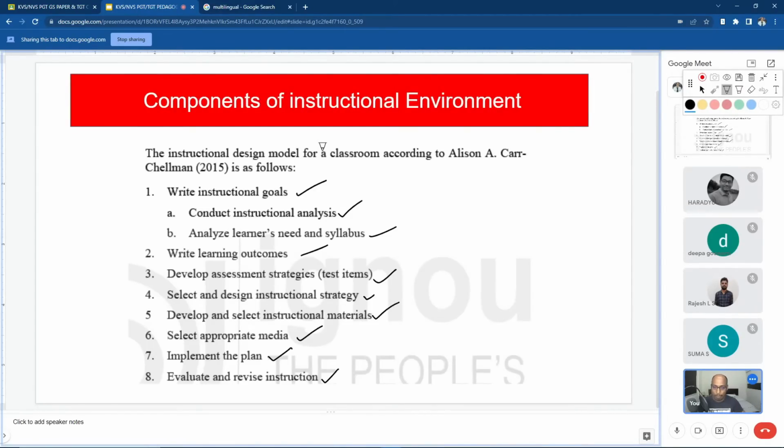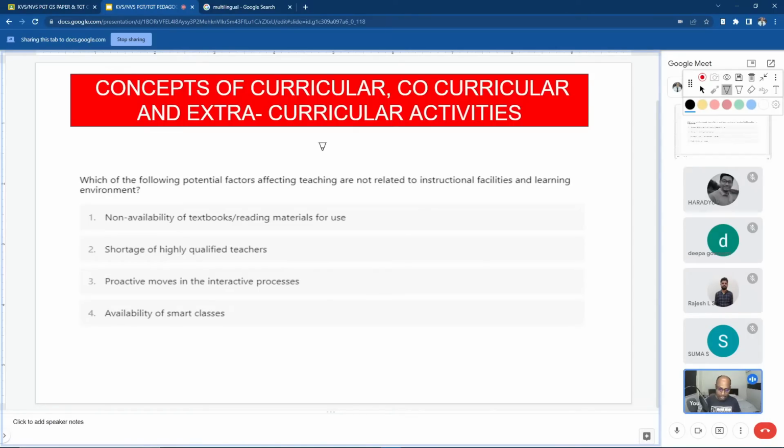Now second sub unit. Okay, just let me ask, any doubt with this first sub unit, designing classroom instructions? No, sir. No, sir. Who prepares the academic plan? Sorry, sir? Who prepares the academic plan?